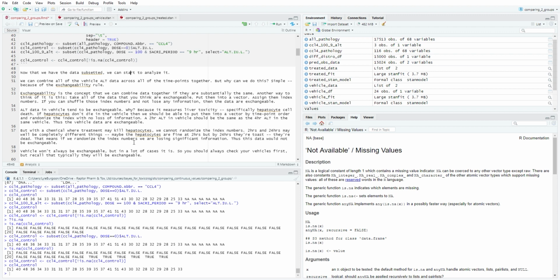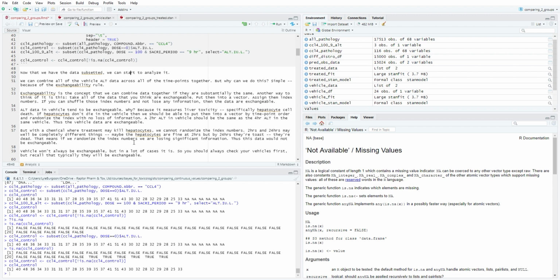So what does exchangeability really mean? Well, if data are exchangeable, that means there's essentially nothing different about them. You could mix them up and pull them out, and they're all basically the same kind of concept. So one way to think of it is, if I put all of the vehicle data into a vector, and I assign them index numbers, can I shuffle the index numbers that I assign to them and not lose any information? If so, then the data are exchangeable.